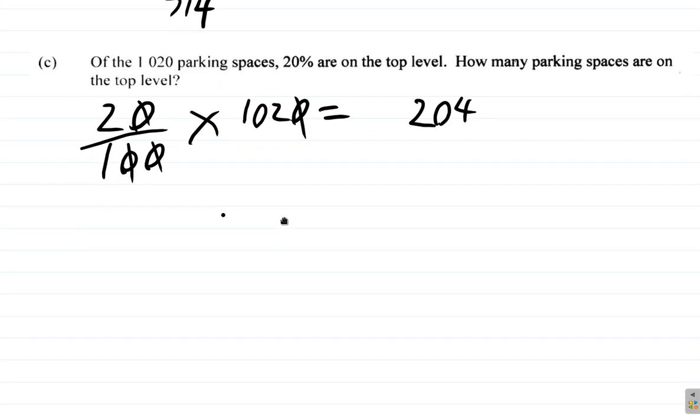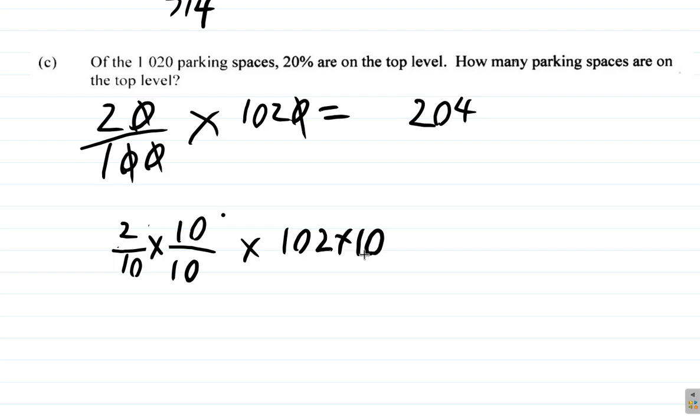What I did here was a shortcut, but what really happened, just to go over this part again, 20 is 2 multiplied by 10, right? Divided by 100 is 10 multiplied by 10. But this part here, you can write it as 2 tenths times 10 tenths, and it is multiplied by 102 times 10, which is 102 over 1 times 10 over 1. Now 10 divided by 10 is 1, so the 10s cancel, that's how they cancel.